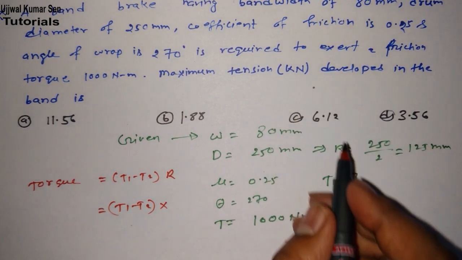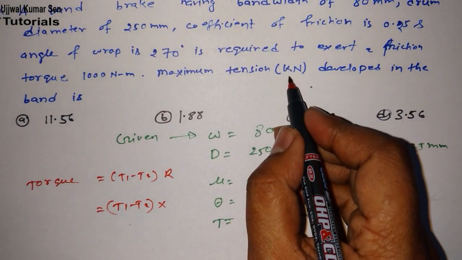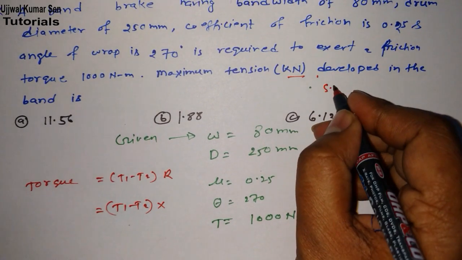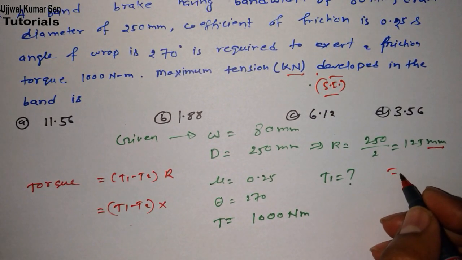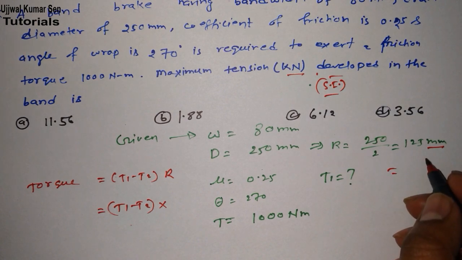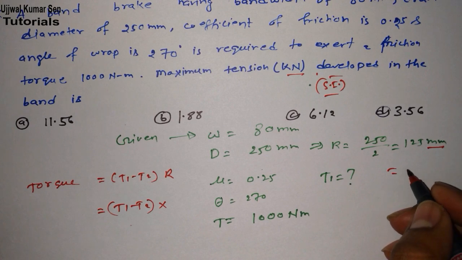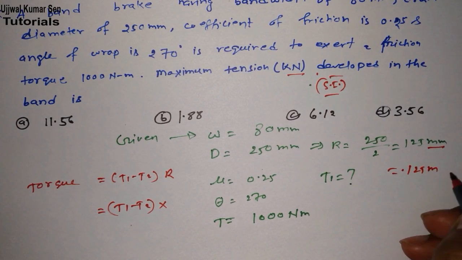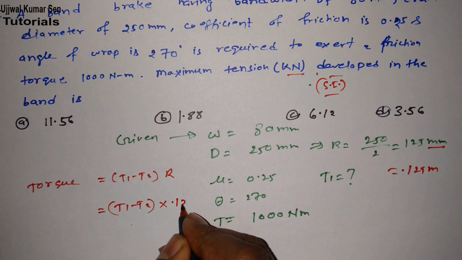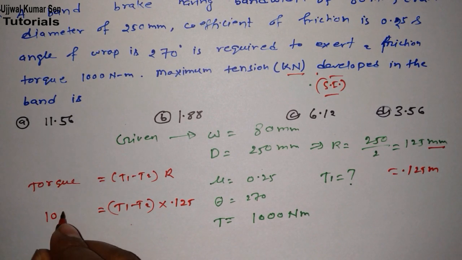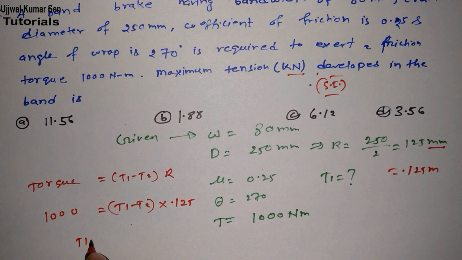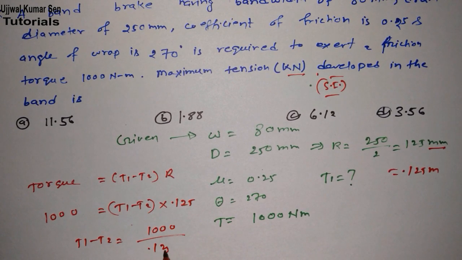Now look at the unit they have asked, kilonewton, that means they have asked in SI. So we have to change this mm into meter. So we have to divide 125 by 1000. Definitely we get 0.125 meter. Now multiply this with 125. Torque is what we got here, torque is 1000. So T1 minus T2 is equal to 1000 by 0.125.